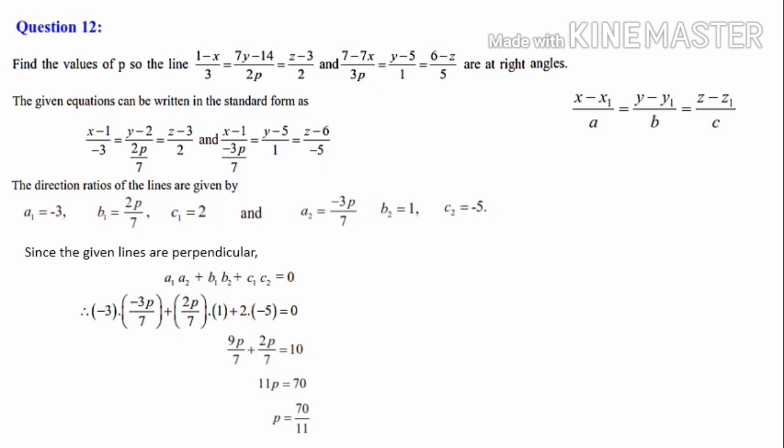First of all, you have to keep it in mind: observe the equation and convert it into the standard form, that is x minus x1 by a, y minus y1 by b, z minus z1 by c format. Then check the denominators a, b and c, and using the condition find out the value of p.